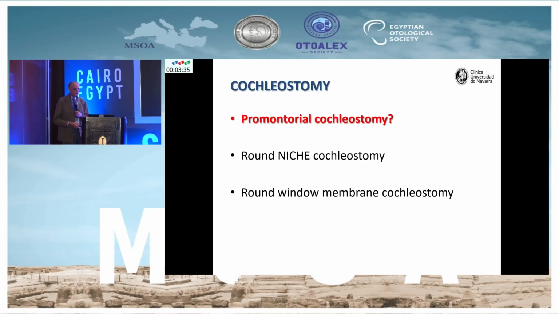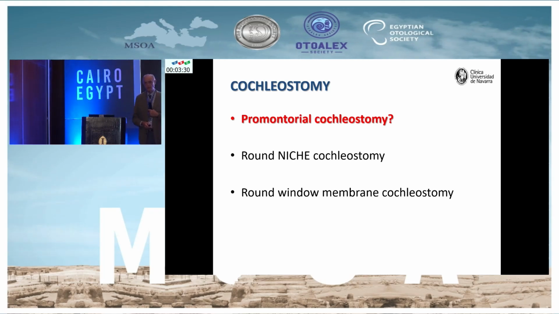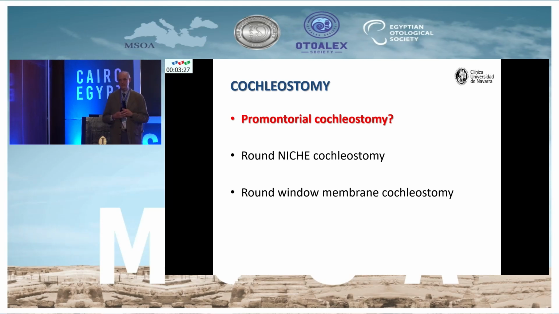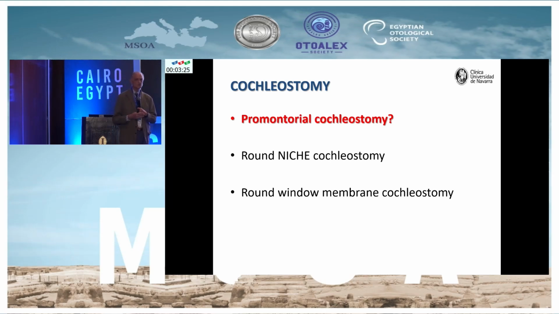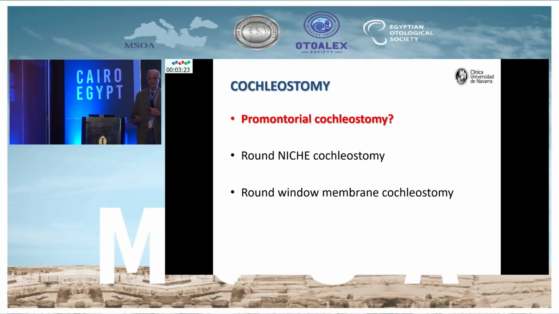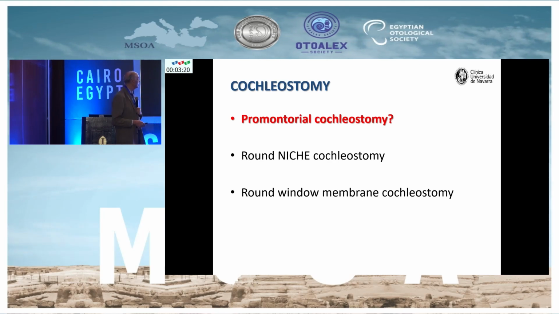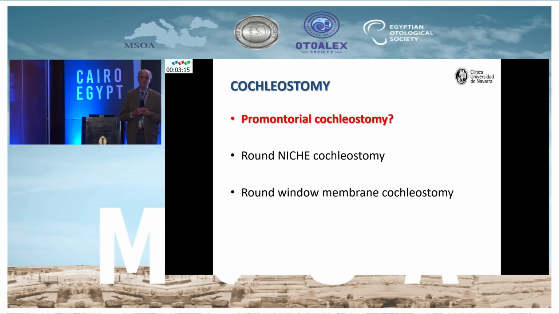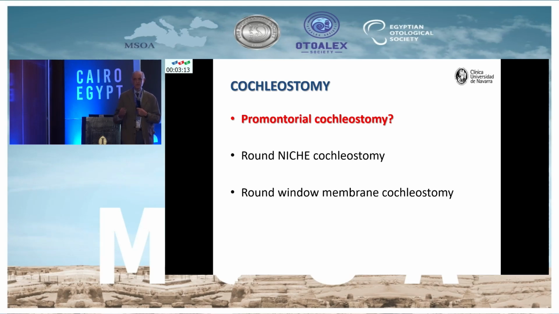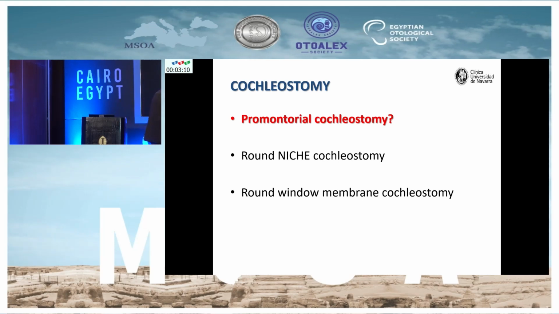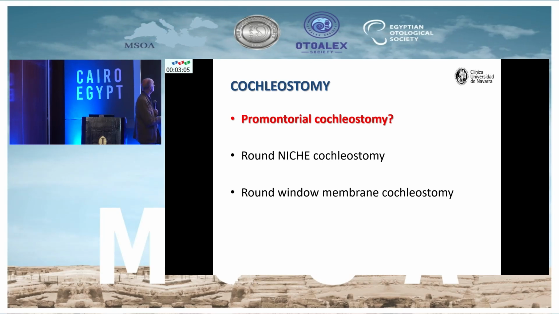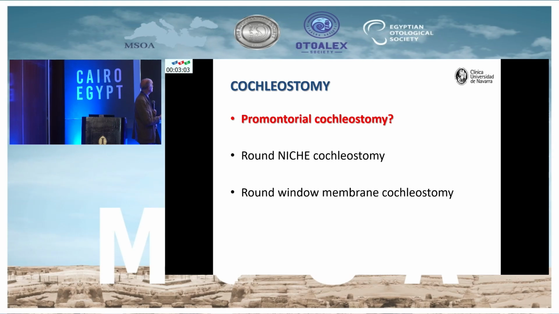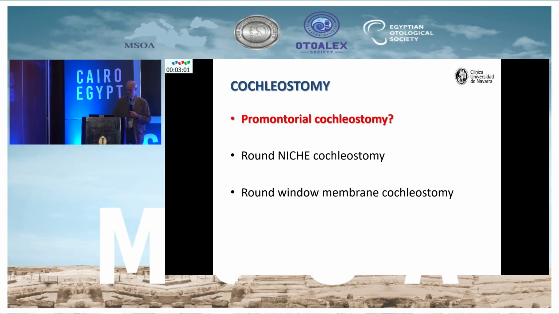Well, for many years we were talking about promontorial cochleostomy, and really it's a big mistake in terms of atraumatic surgery of the inner ear, because I demonstrated that promontorial cochleostomy leads you directly to the inner ear, especially to the spiral ligament and the organ of Corti. So today we are speaking most of the time about round window niche cochleostomy and round window membrane cochleostomy.